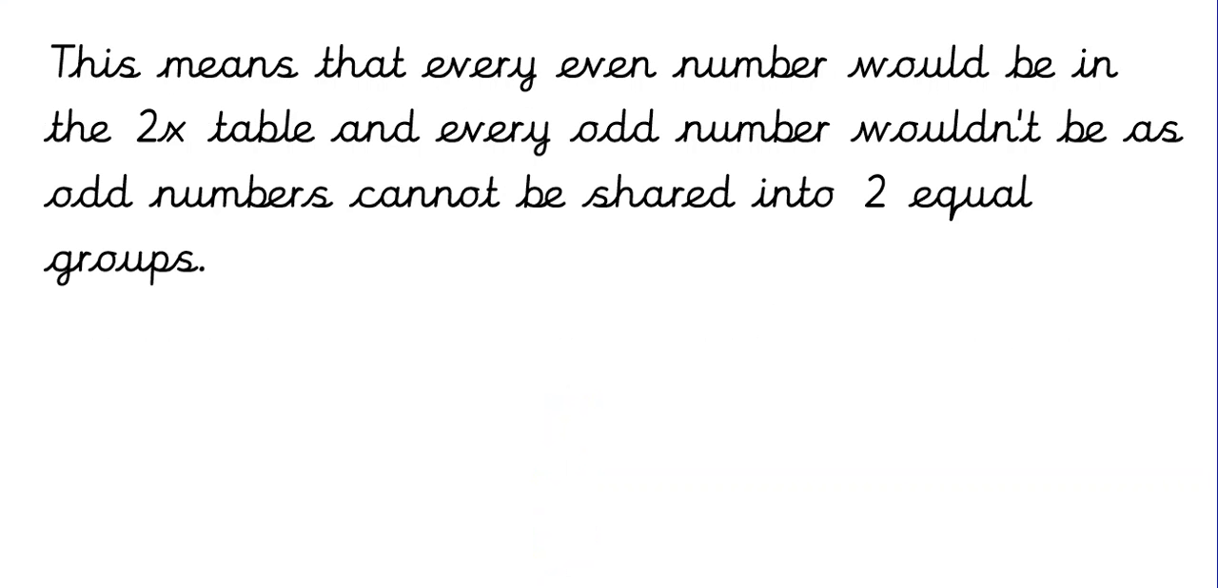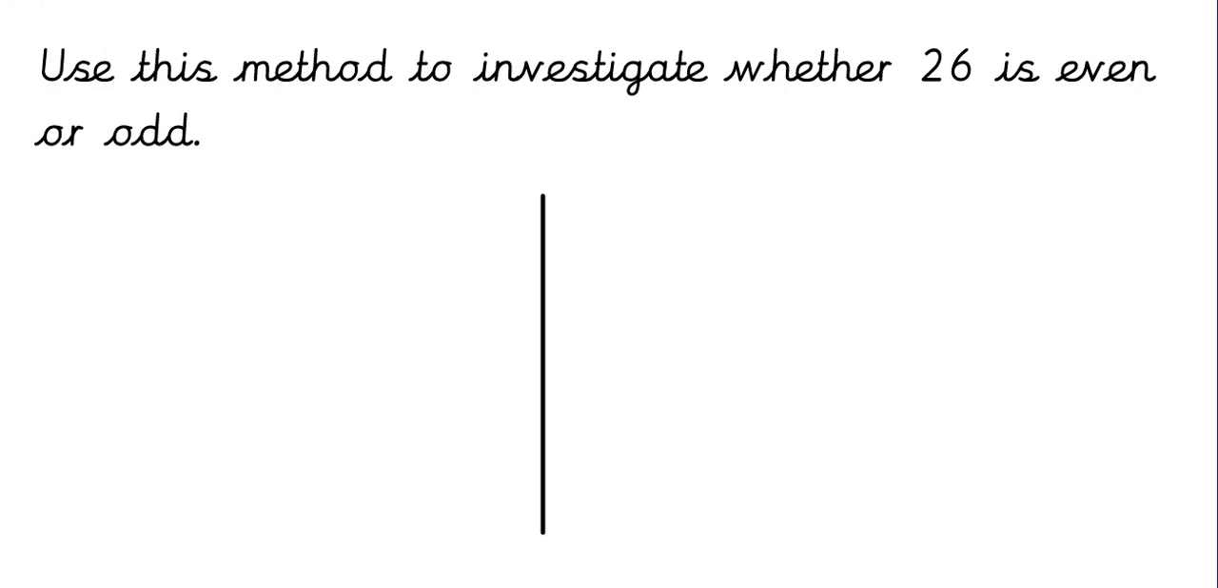So if you know your 2 times table really well, you will be able to identify really quickly which numbers are even, because they will be in that times table. So use this method to investigate whether the number 26 is even or odd. So you've got your two groups, and every time you count, you would move groups. So you'd do 1 in that group, 2 in that group, 3 in that group, 4 in that group, and so on and so on. Pause the video now and have a go at investigating this.